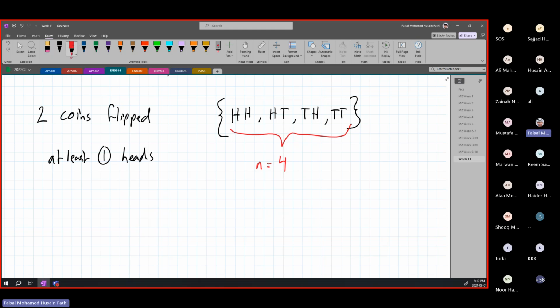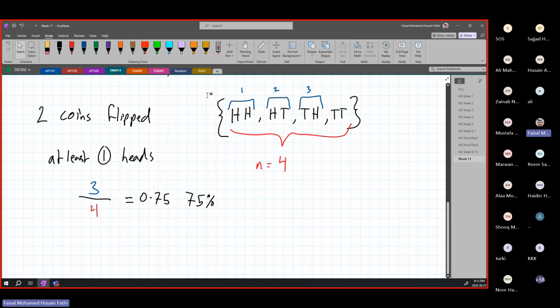So you're going to be looking at where you are getting at least 1 head. So the first one is here you have 2 heads, so you have at least 1 head. Here you have heads, and here you have heads. How many times? This is 1, 2, 3. So the probability will be 3 divided by 4, which is equal to 0.75, also known as 75% chance of getting heads at least 1 time.